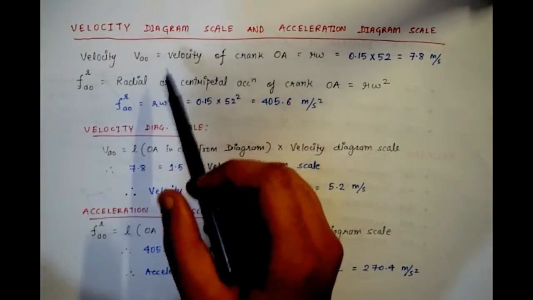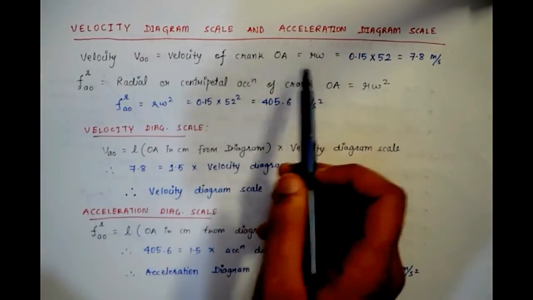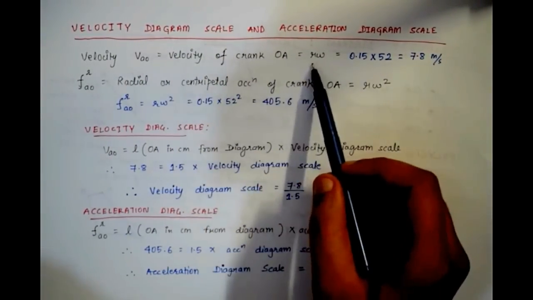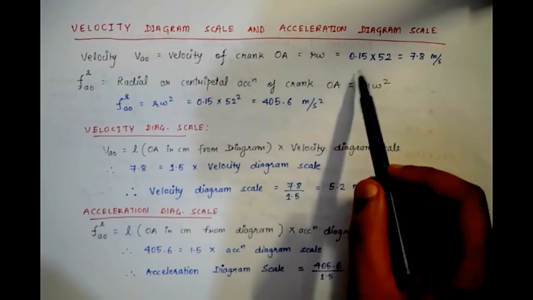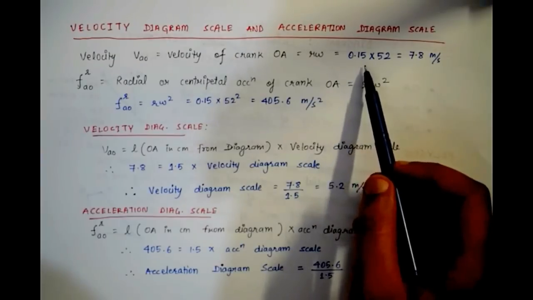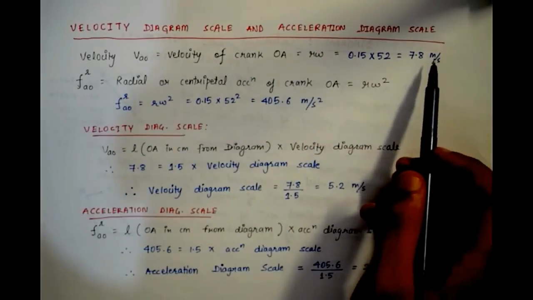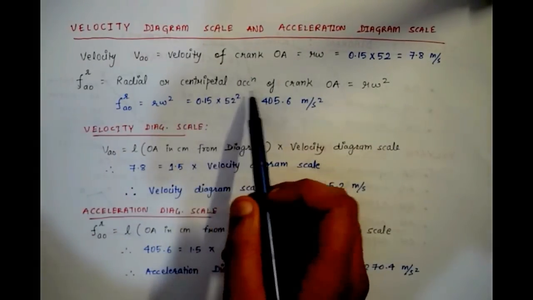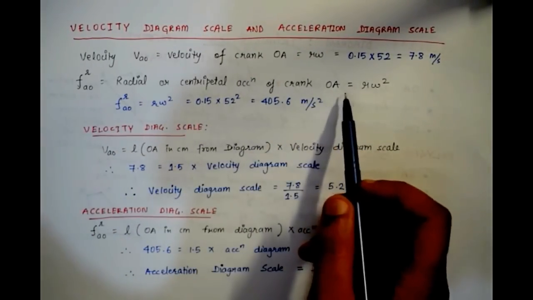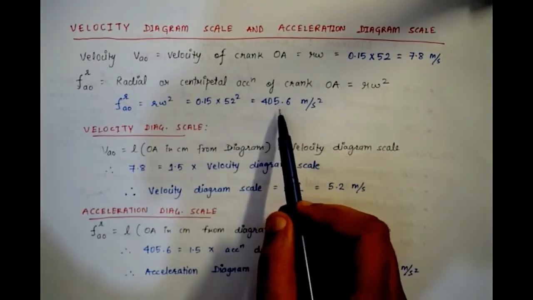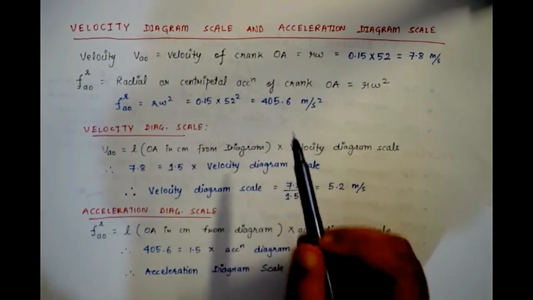Now from the given values in the question, VA, the velocity of crank OA, equals R omega, which is 0.15 into 52, equals 7.8 meter per second, and the radial or centripetal acceleration of crank OA from the given values in the question comes as 405.6 meter per second square.